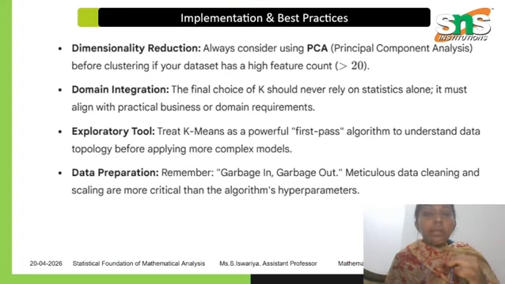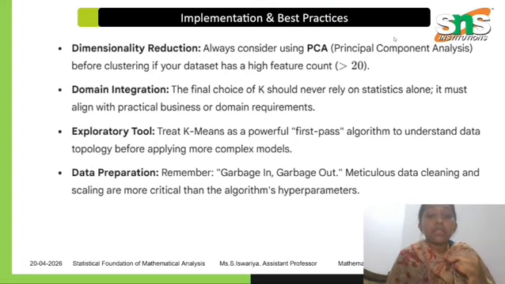And the next is implementation and best practices. The first one is dimensionality reduction. Always consider PCA, that is the principal component analysis, before clustering if your dataset has a high feature count, that is greater than 20. And the next one is domain integration. The choice of K should never rely on statistics alone. It must align with practical business or domain requirements.